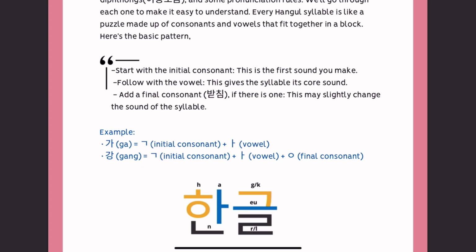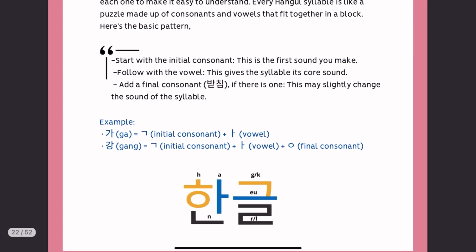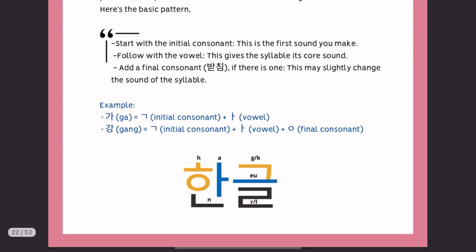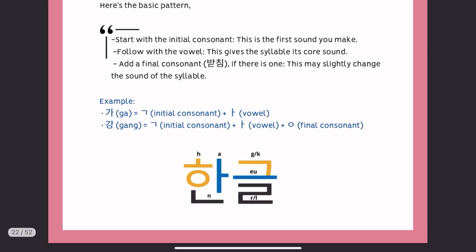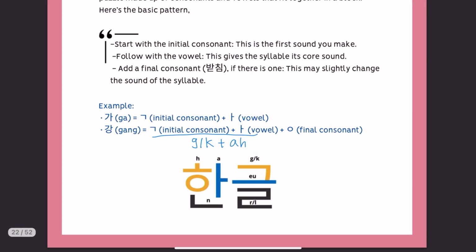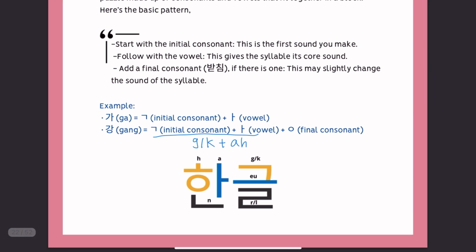And after that, follow with the vowel. You should pronounce the vowel together with it. Remember, initial consonants alone can't make a word, so you have to combine a vowel with them. This vowel is a. So for example, combine this g sound and this a sound. This is ga. And if needed, you should add a final consonant if there is one.